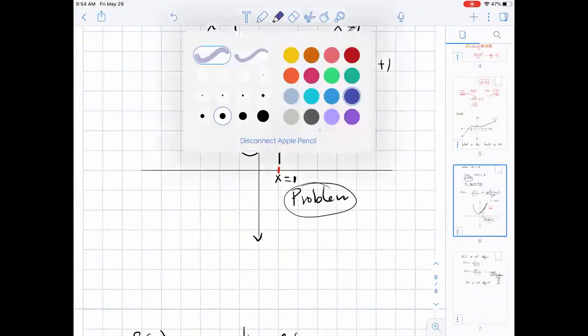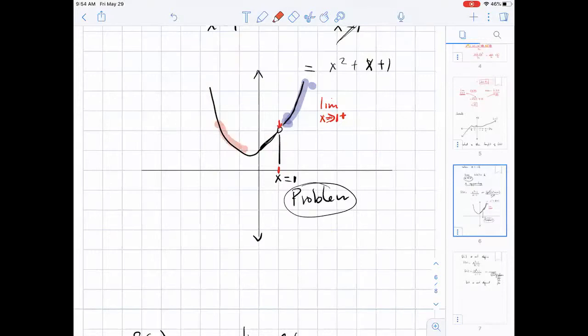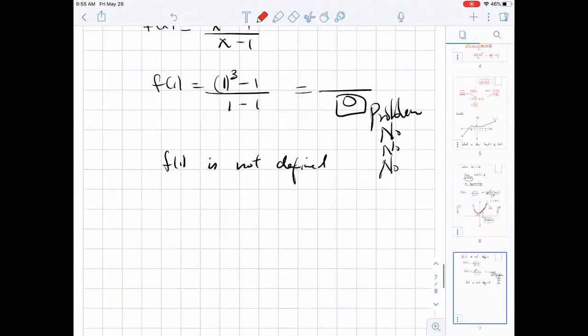On this side here, when you travel this way, the way we would write that is the limit as x approaches 1 from the left. Keep in mind, it's not negative 1. It's 1 with a minus on the top there. And on this side, it's 1 with a plus on the top. So here you're approaching the number 1 from the right side, and here you're approaching the number 1 from the left side. So remember, f of 1 is not defined.